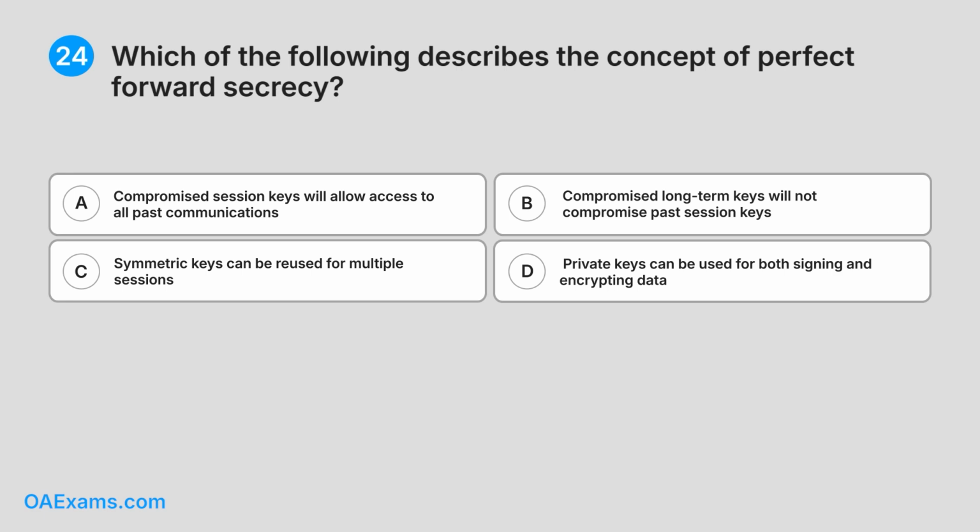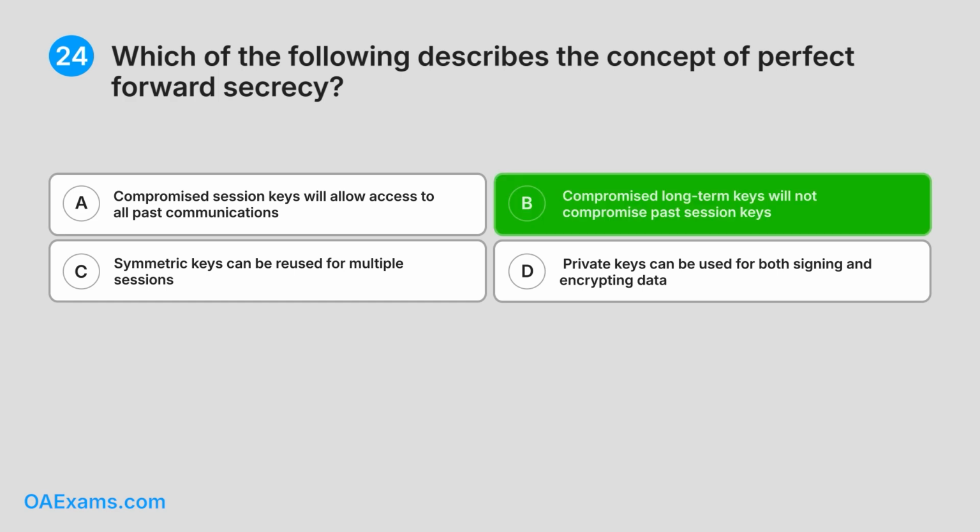24. Which of the following describes the concept of perfect forward secrecy? A. Compromised session keys will allow access to all past communications. B. Compromised long-term keys will not compromise past session keys. C. Symmetric keys can be reused for multiple sessions. D. Private keys can be used for both signing and encrypting data. Can you guess the answer? Correct answer: B. Compromised long-term keys will not compromise past session keys.